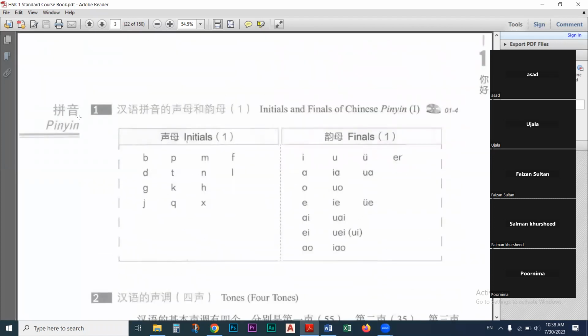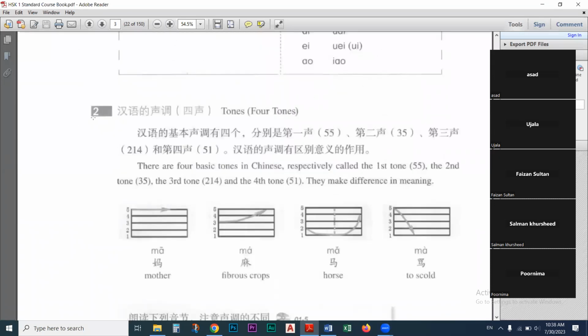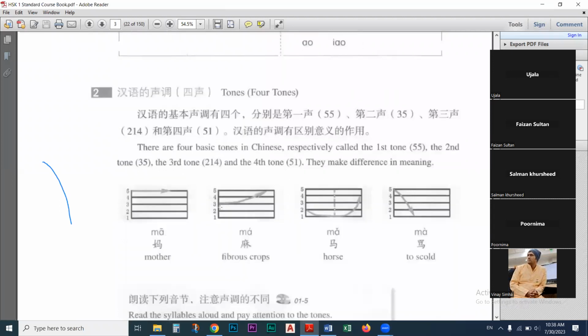This is language point number one of chapter number one, and now we are going to study language point number two. In language point number two, you will see the tones, four tones. Chinese is a tonal language. If you concentrate on the audio of the Chinese language, you will hear the rising and falling tones. So these are the four tones in the Chinese language.